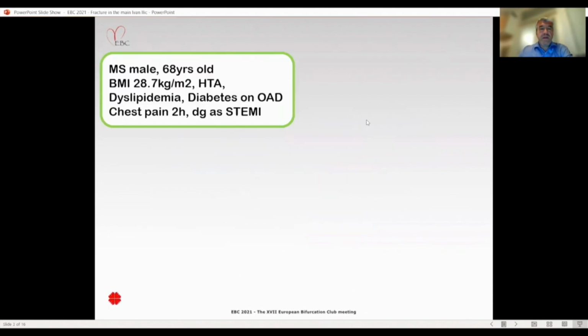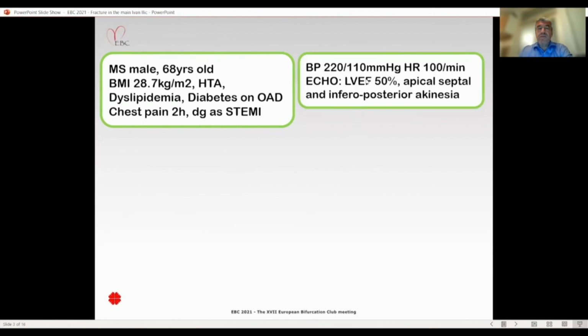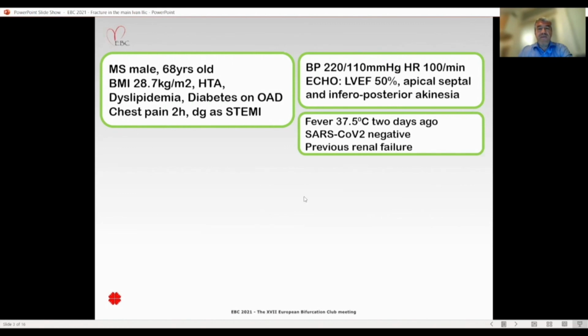The patient I would like to present is a 68-year-old male presenting with ST elevation myocardial infarction and chest pain lasting for 2 hours. He was previously treated for hypertension, dyslipidemia, and diabetes. On presentation, he was hypertensive and tachycardic with slightly decreased LV ejection fraction and some regional wall motion abnormalities. He had a fever 2 days ago, but he tested negative for COVID-19, and he stated that he had previous renal failure.